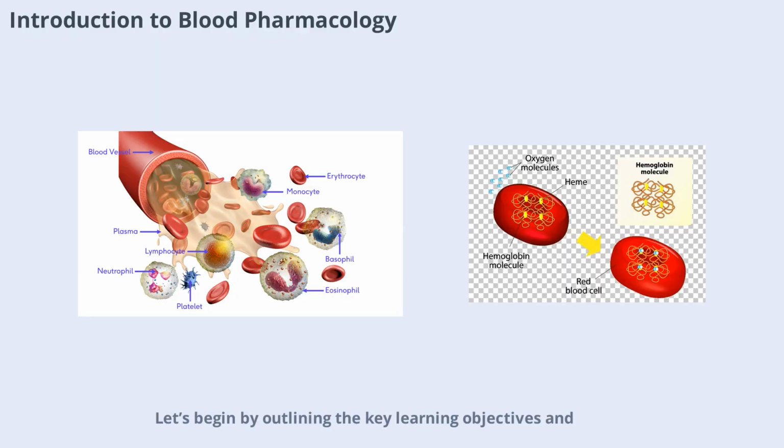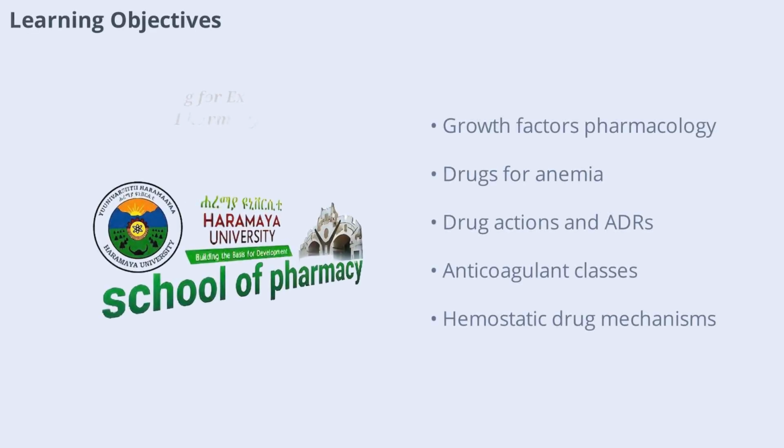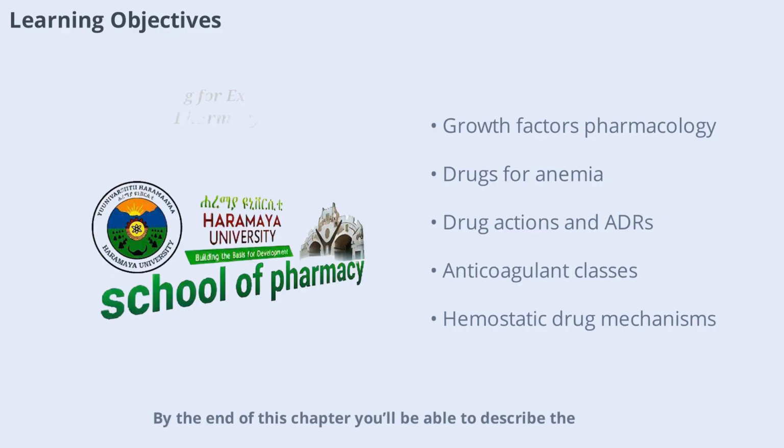Let's begin by outlining the key learning objectives and setting the stage for a detailed exploration of blood pharmacology. By the end of this chapter, you'll be able to describe the pharmacology of various hematopoietic growth factors, list the types of drugs used to treat deficiency anemias, and discuss the actions, uses, adverse effects, contraindications, precautions, and interactions of drugs used in anemia management.